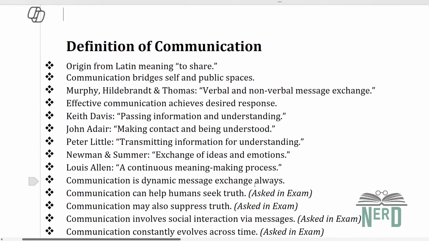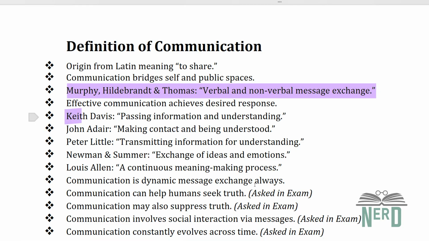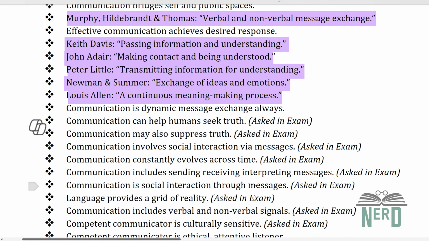Now, let's look at some well-known definitions of communication. Many scholars explain it in different ways, but the core remains the same. Murphy, Hildebrandt, and Thomas describe communication as an exchange of verbal and non-verbal messages. Keith Davis calls it the process of passing information and achieving understanding. John Adair highlights making contact and being understood, while Peter Little emphasizes transmitting information so that the receiver truly grasps it. Newman and Summer talk about exchanging ideas and emotions, and Louise Allen sees communication as a continuous meaning-making process.